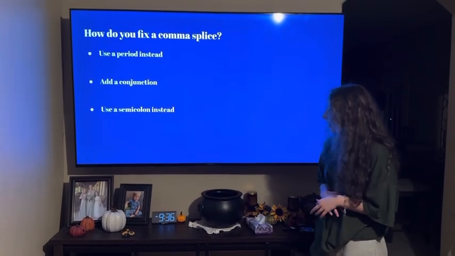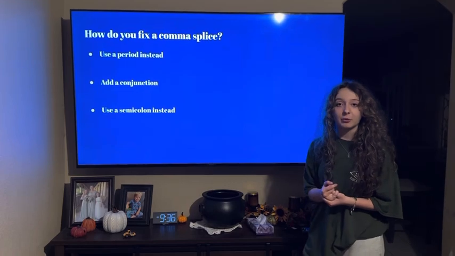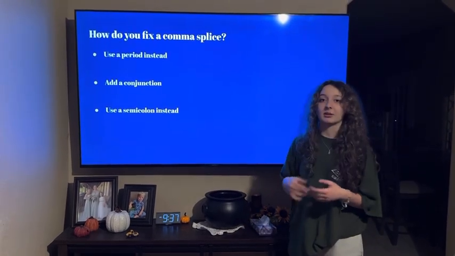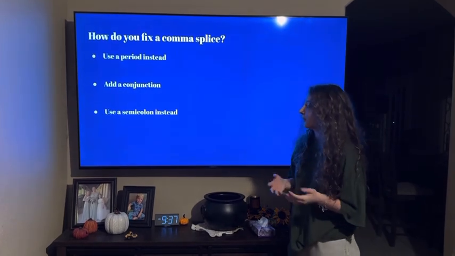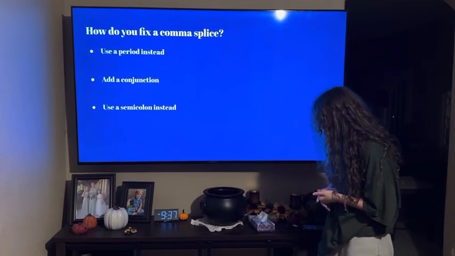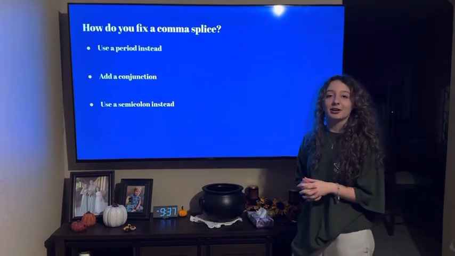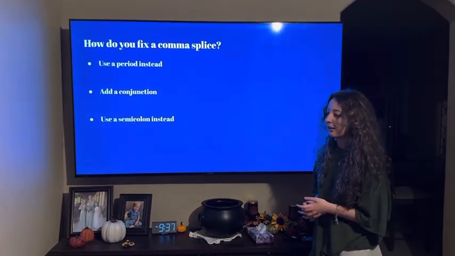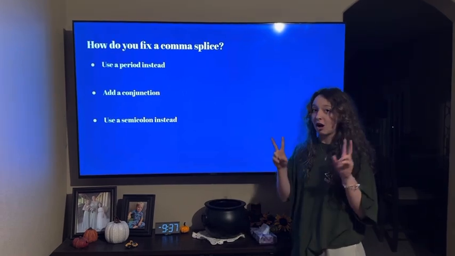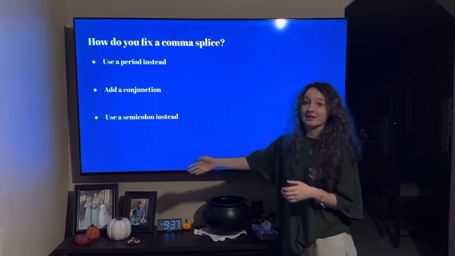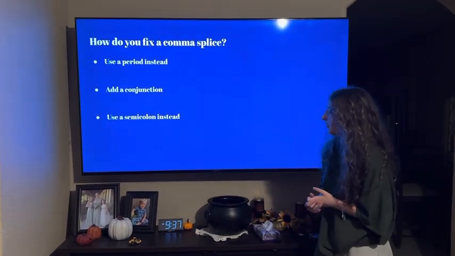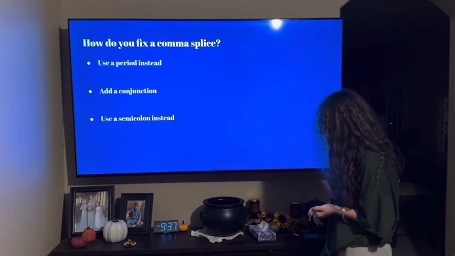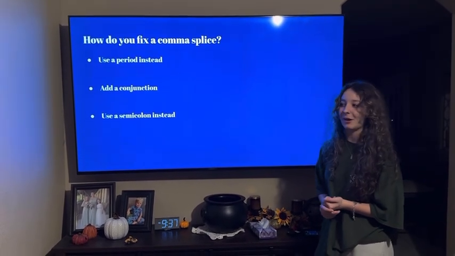A semicolon, like the period, is a stronger form of punctuation which you're able to use whenever the clauses are related to each other, which most of the time they will be. And from previous teachers' input, a semicolon is very commonly used as a comma and conjunction. And again, it would just be more grammatically correct if you were to use a semicolon rather than a comma.